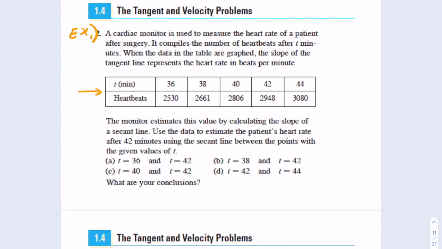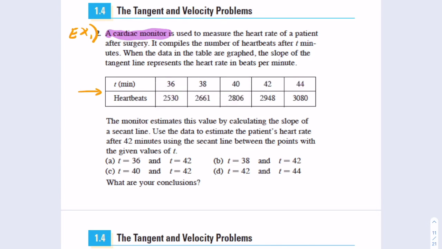Okay, so here we're talking about a cardiac monitor being used to measure the heart rate. They're capturing the number of heartbeats in a patient after surgery. So, for instance, at the 36th minute, the patient recorded 2,500 heartbeats. On the 40th minute, 2,800 heartbeats. 44th minute, about 3,000 heartbeats, and so on.